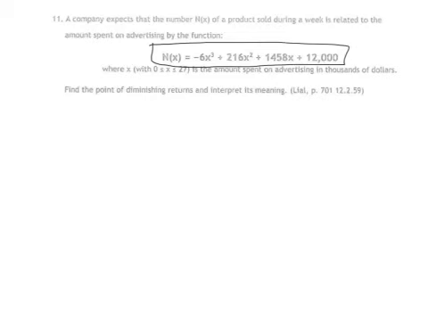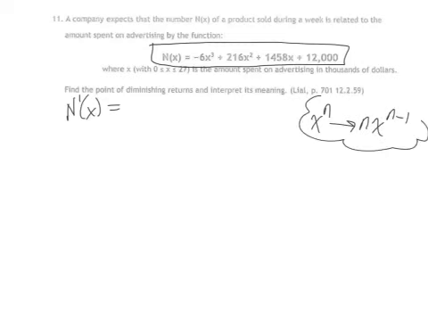So let's find the first derivative. N prime of x is going to equal, and I'm just going to remind you of the power rule just in case. So we have x to the n, and the derivative is nx to the n minus 1. We're going to keep that there to help us. So again, our first term in the derivative is going to be negative 18x squared plus 432x plus 1458. And of course the derivative of a constant 12,000 is 0.